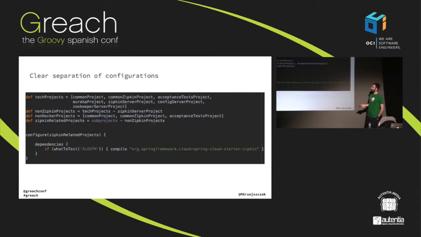Why we chose Gradle also? Because of the separation of configurations. So I really personally enjoyed that, because if you have big multi-module Maven projects, at some point the 1,000 lines of XML are really hard to take a look at and to group things together. So here I could group in lists projects that, let's say, have a common approach to things. So if I had Zipkin related projects, so these are all the sub projects that are non-Zipkin ones, I could pass them a dependency with Zipkin, right? But only if somebody wants to test Sleuth.